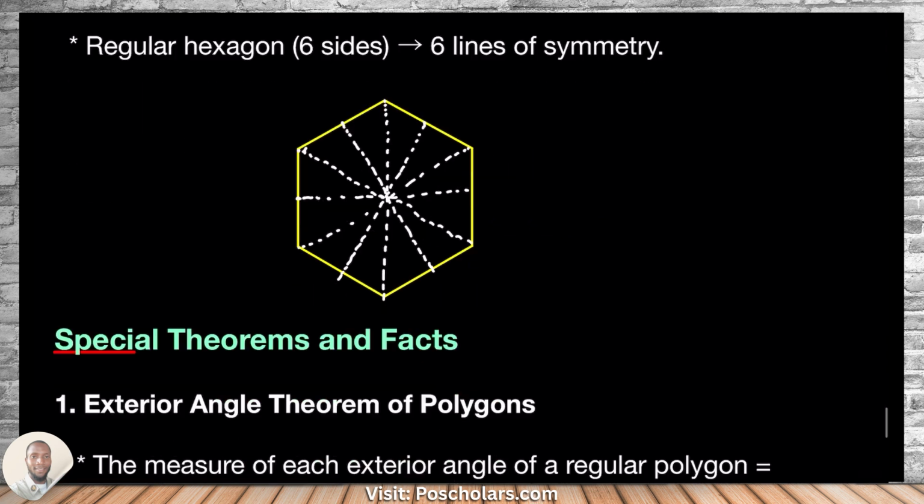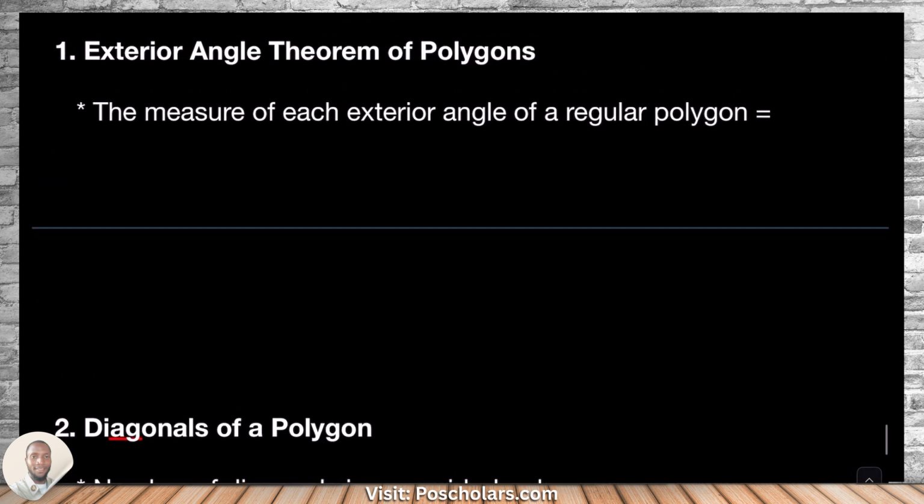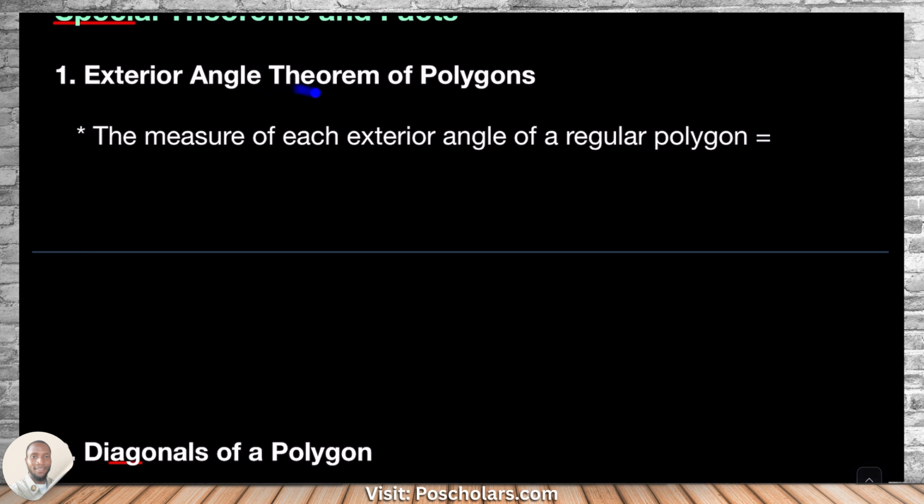Now, special theorems and facts. The first theorem we'll look at is the exterior angle theorem of polygons. The measure of each exterior angle of a regular polygon is equal to what? 360 degrees over what? N. We have said that before. That's the measure of each exterior angle of a regular polygon. Take note, it must be a regular polygon. So this is the formula for finding each exterior angle of a regular polygon.